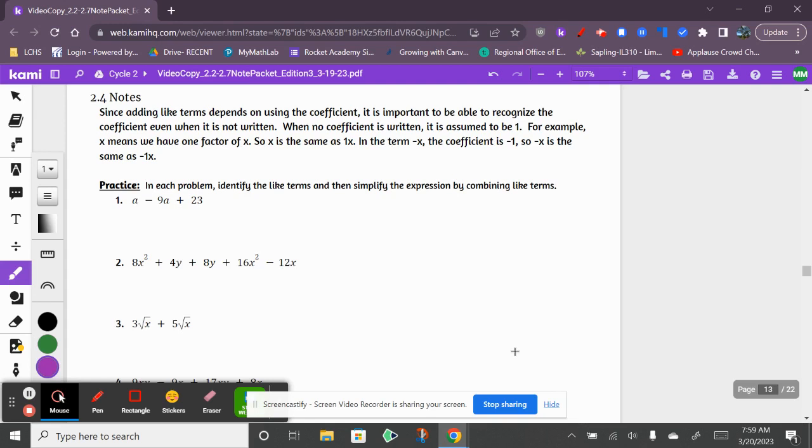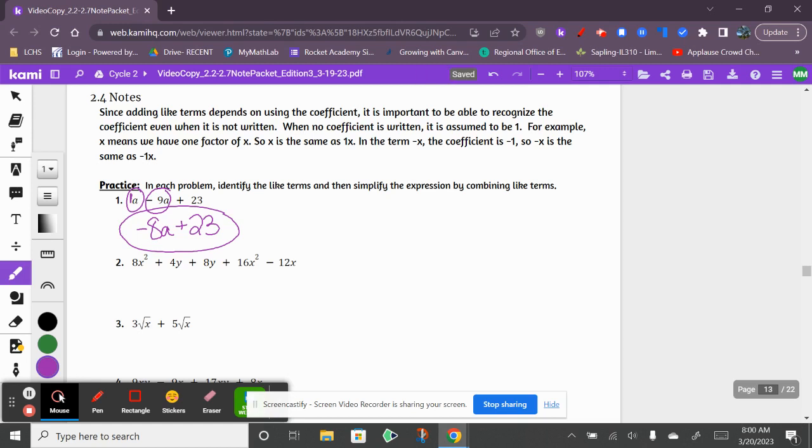Okay, so in each problem, we'll identify the like terms and then simplify the expression by combining like terms. So in number 1, we have 2 terms that are just a. So these would be our like terms. Remember that if we don't see a coefficient in front of the letter, it's invisibly just 1. So if we combine 1a and negative 9a, we get negative 8a, and then we would just add 23 after.